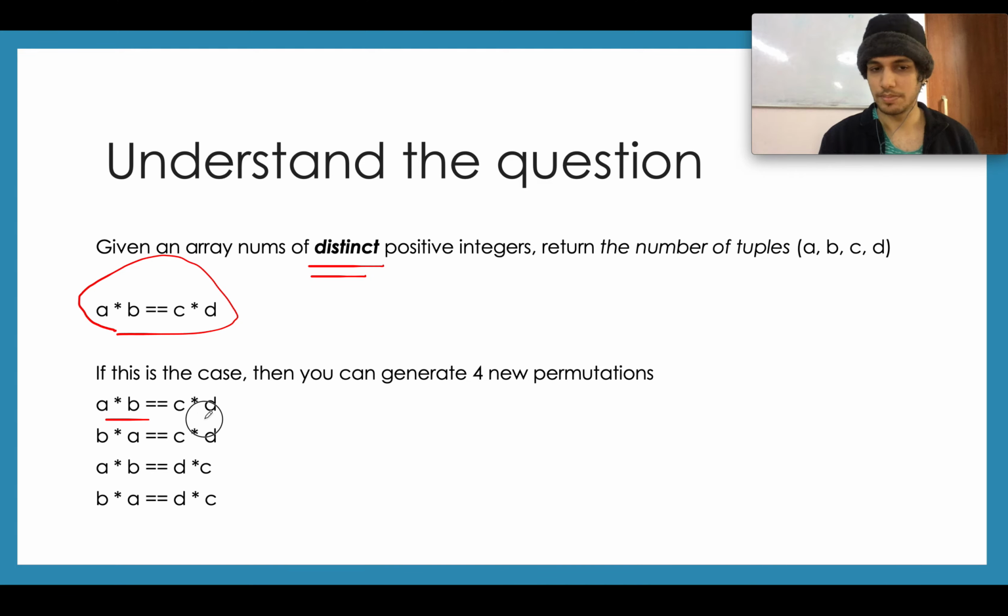A into B is equal to C into D. That means B into A equals C into D. You are just reversing the order. So we are interested in the permutation, not the combination part. And A into B equals D into C, and B into A equals D into C. So let's look at the algorithm.